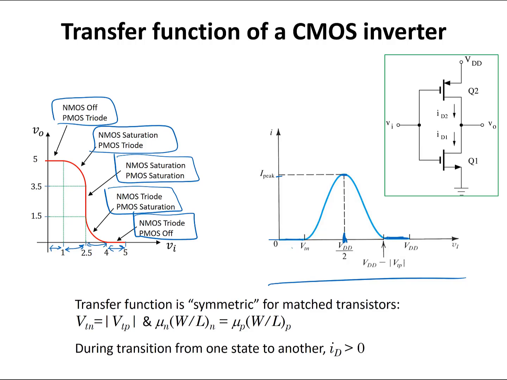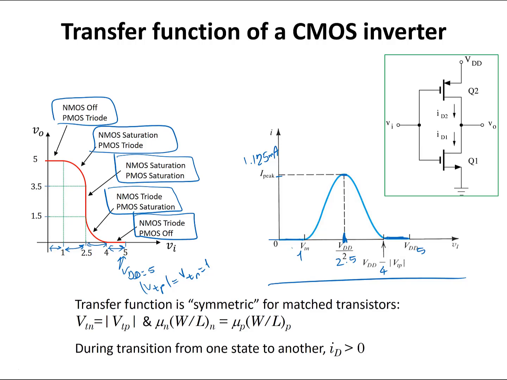For our transfer function, VDD was equal to 5 volts, so we used VDD of 5 volts in our example, and VTP, absolute value of VTP, was equal to VTN, that was equal to 1 volt. So it's 1 volt, 4 volts here, 5 volts here, and 2.5 volts in here. We already calculated the value of I peak, and that was equal to 1.125 milliamps for our example circuit.